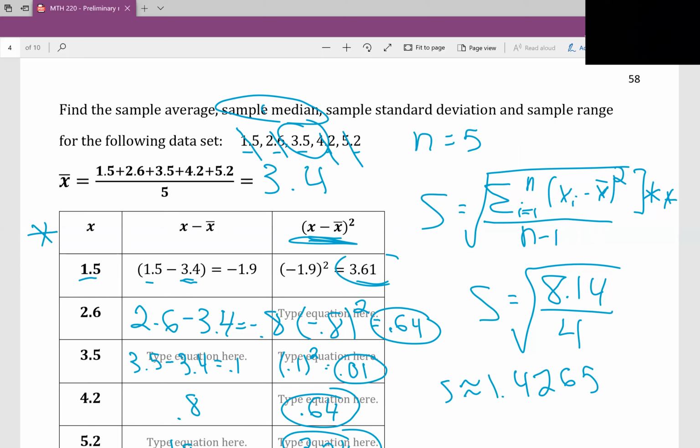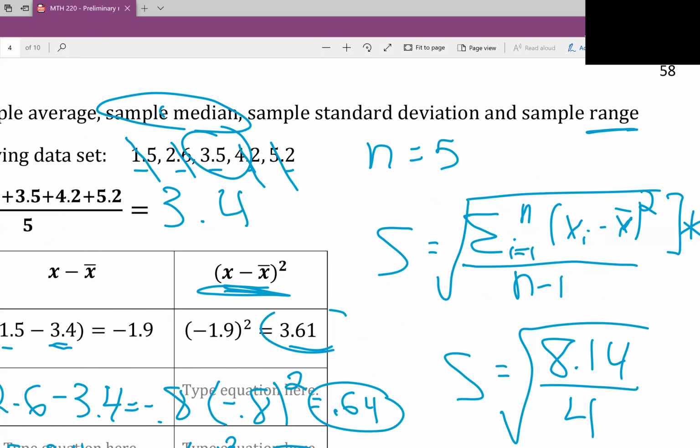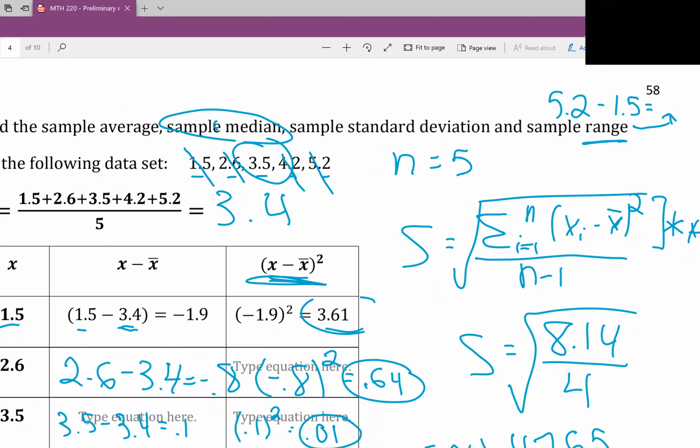Sample range, that's the last one. I'm going to do this calculation up here. You take the largest number minus the smallest number, and that's going to give you your range each time. So you take 5.2, you subtract 1.5, and you should get the number 3.7.